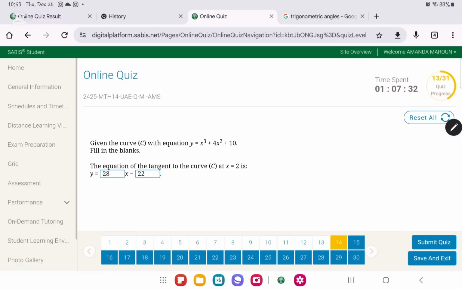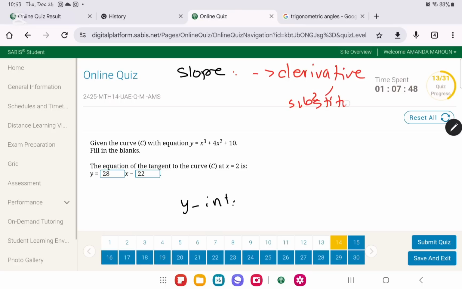Again, I will repeat step by step what we did. We need to find two things, the slope and the y-intercept. First thing, to find the slope, we are going to find the derivative. After finding the derivative, we are going to substitute what is given. Okay, and like that, we would have found the slope. Now, the y-intercept is a totally different thing. To find the y-intercept, first thing, we need to find y. After finding y, we need to substitute.